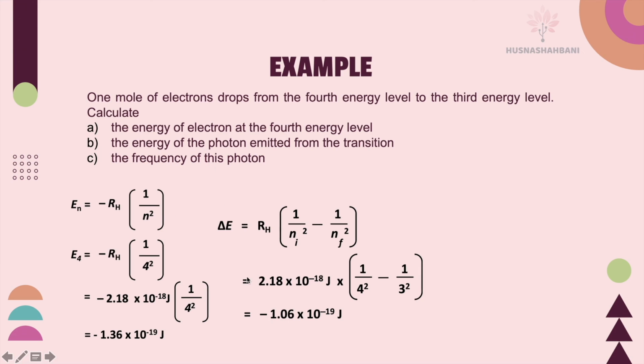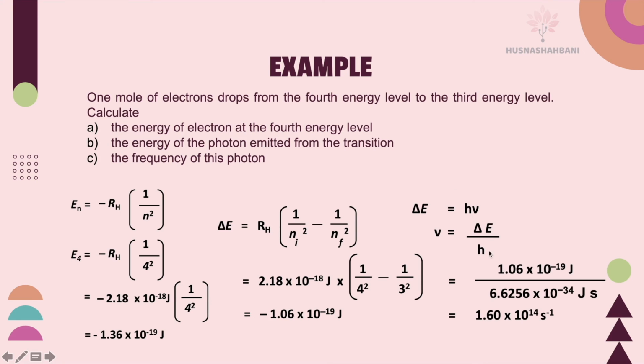Frequency of this photon: delta E equals h nu. We already have the value of delta E. Frequency is nu, and h is the Planck constant, 6.6256 times 10 power of negative 34 joule second. So the unit for frequency is per second, or hertz.